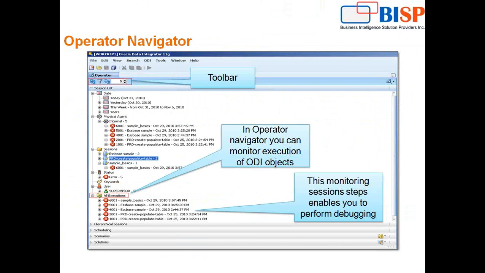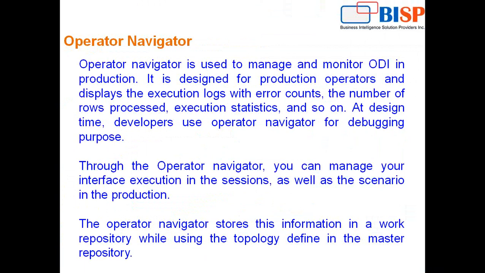Next is the operator navigator. Operator navigator is used to manage and monitor ODI in production. It is designed for production operators and displays the execution logs with error count, the number of rows processed, execution statistics, and so on. At design time, developers use operator navigator for debugging purposes. Through the operator navigator, you can manage your interface executions in sessions as well as the scenarios in production. The operator navigator stores this information in the work repository, while using the topology defined in the master repository.